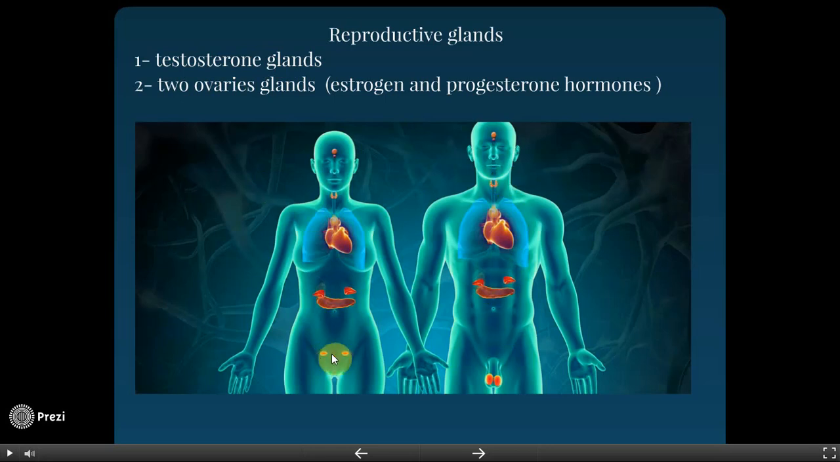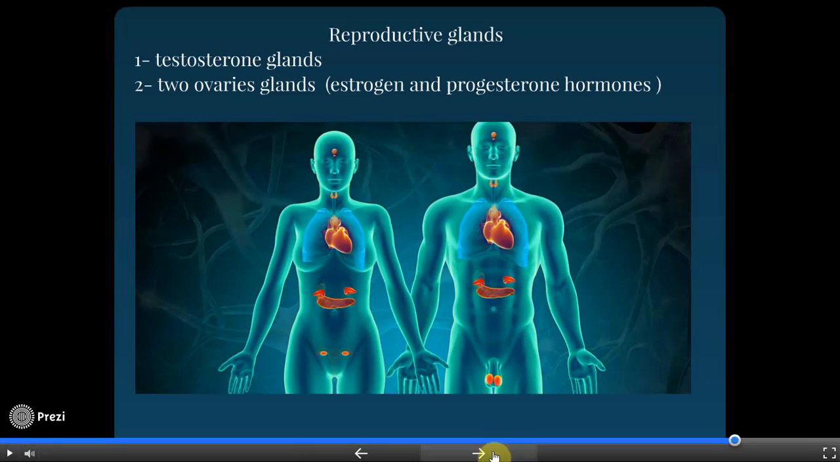While the two ovaries in female secrete two hormones. Number one, estrogen hormone, which is responsible for the appearance of female secondary sex characters, and progesterone hormone, which promotes the growth of the endometrium, the lining of the uterus.